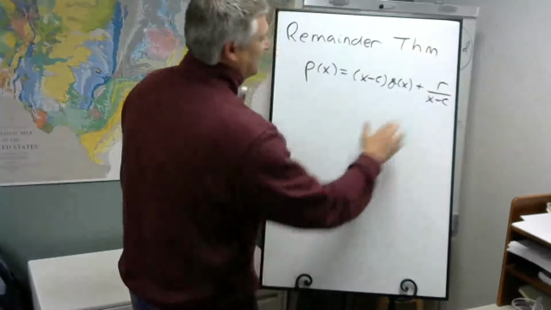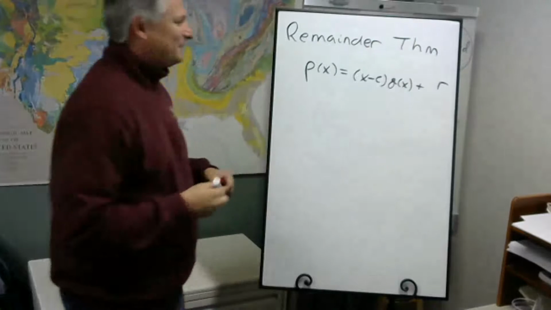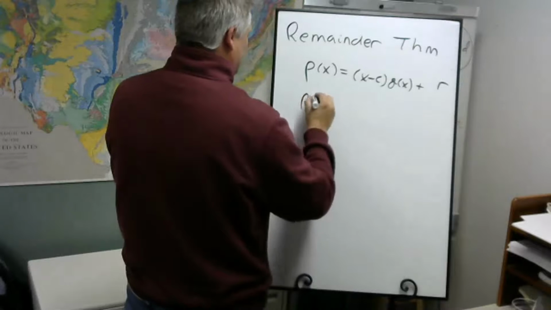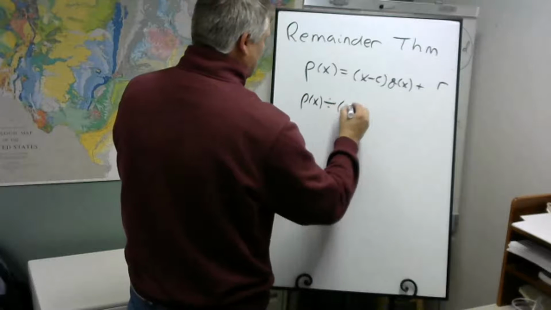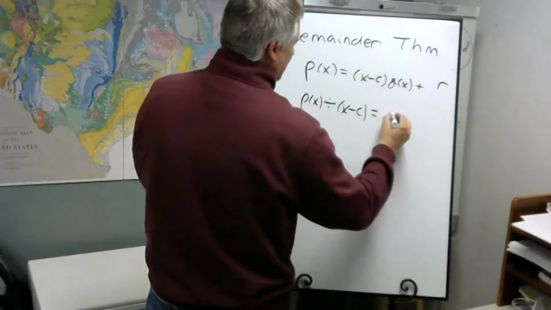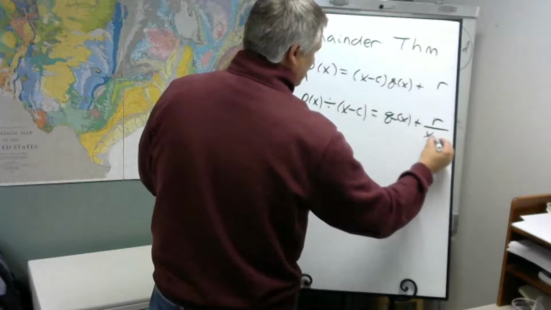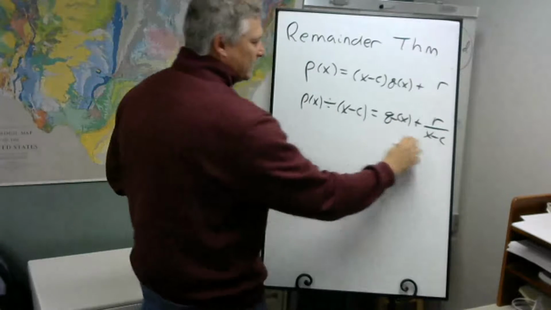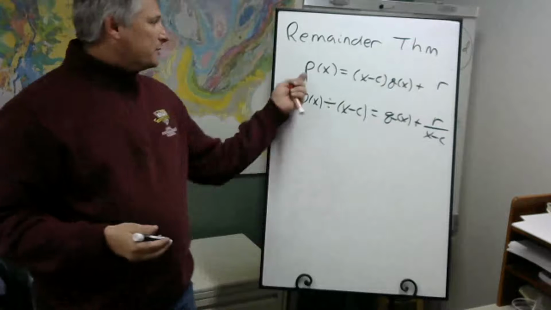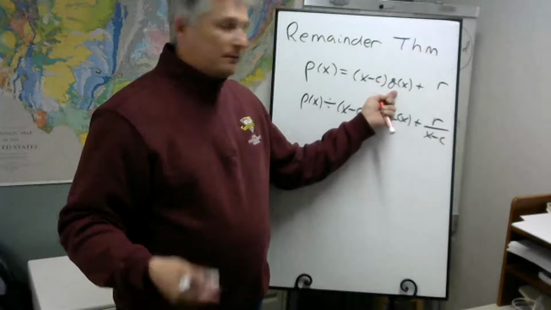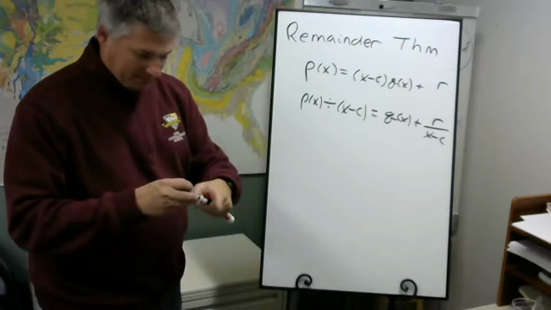All right. Oh, sorry, we've got it like that. So we have our P of x like this. If we divide it by x minus c, we'll have this. So when we perform the division, we get this. But what we saw earlier is we can rewrite P of x in terms of what we divided by, the divisor, the answer we got, and the remainder.